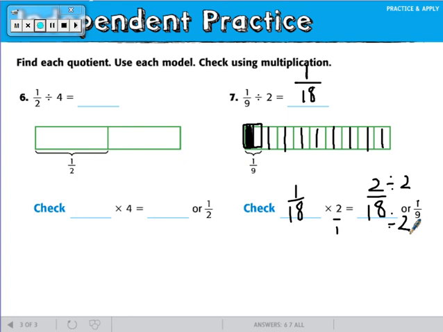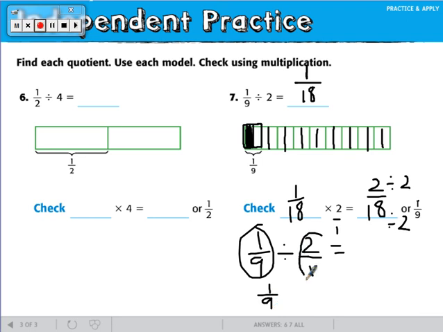Now, underneath it. What do I need to do with my 2 since I'm working with fractions? Put it over 1. What do I do with my first fraction? You keep it the same. What do I do with my second fraction? You flip it. Which is the? Inverse. What do I do with my division sign? Make it a multiplication. 1 times 1 is? 1. 9 times 2 is? 18.